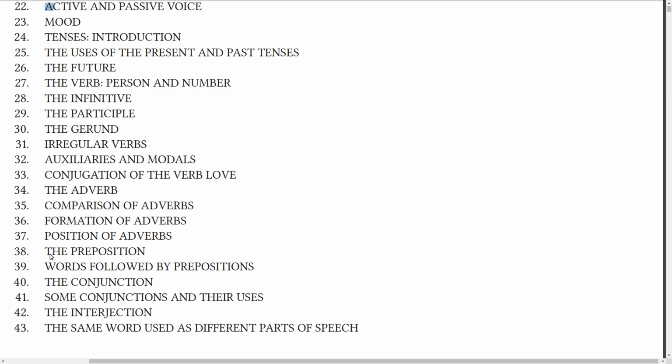It's a magical, it's a mysterious preposition. One of the very important lectures in an English language classroom is the preposition. And then you have to learn, in number 39, lesson words followed by prepositions, the conjunction and the use of conjunctions. Then we have to learn interjection, and then different parts of speech in the 43rd lesson.